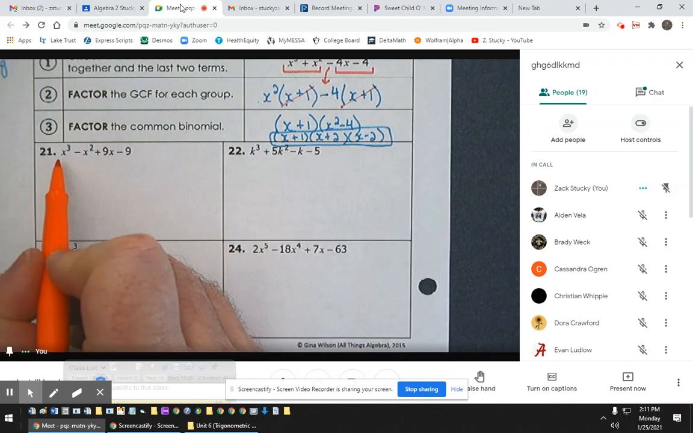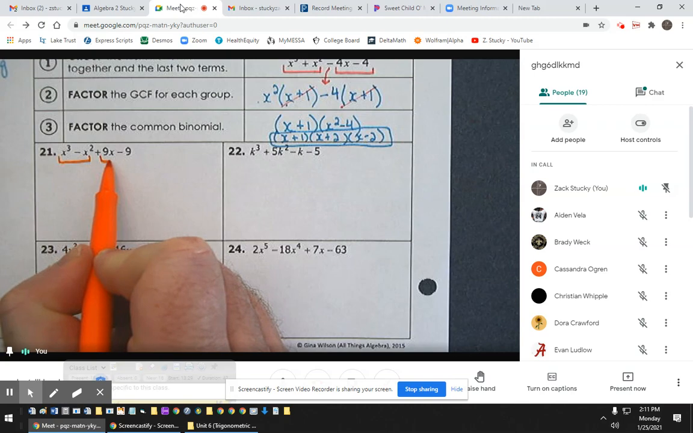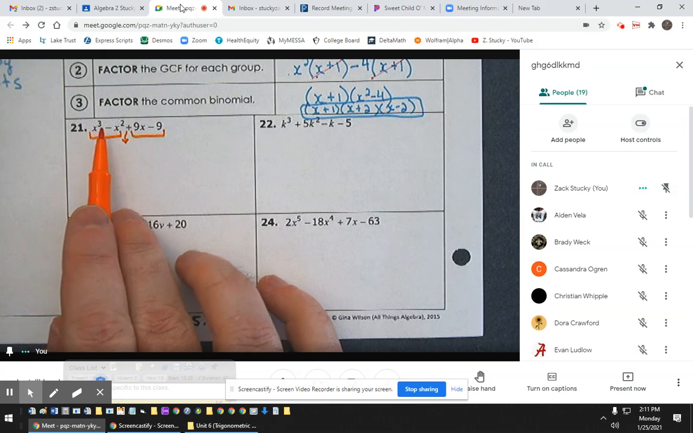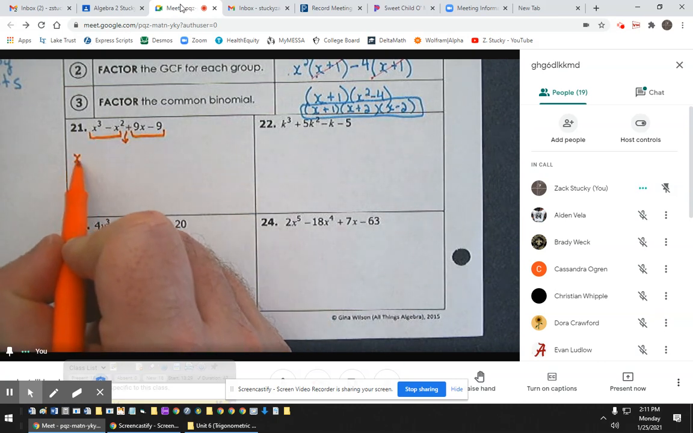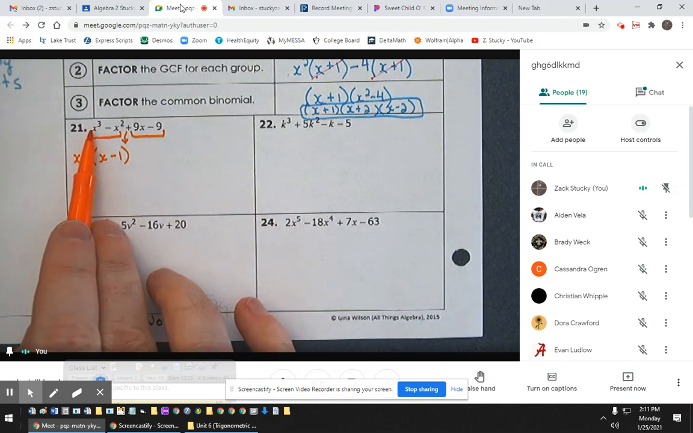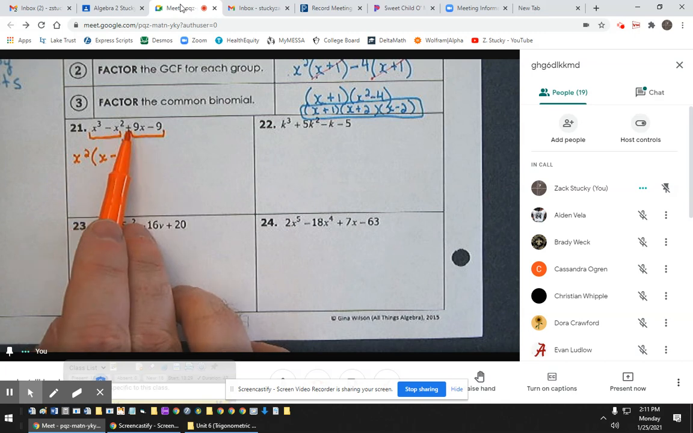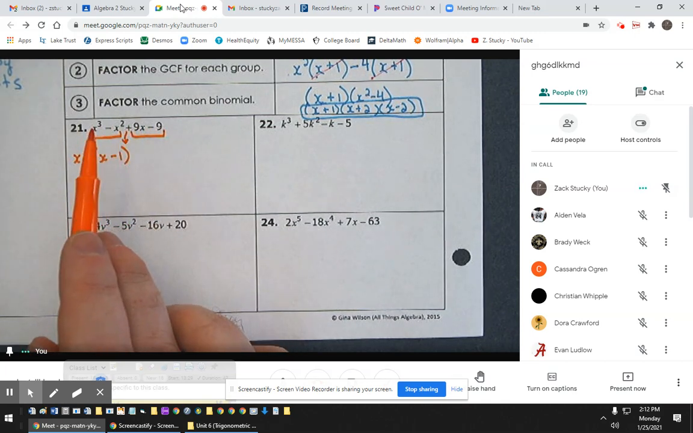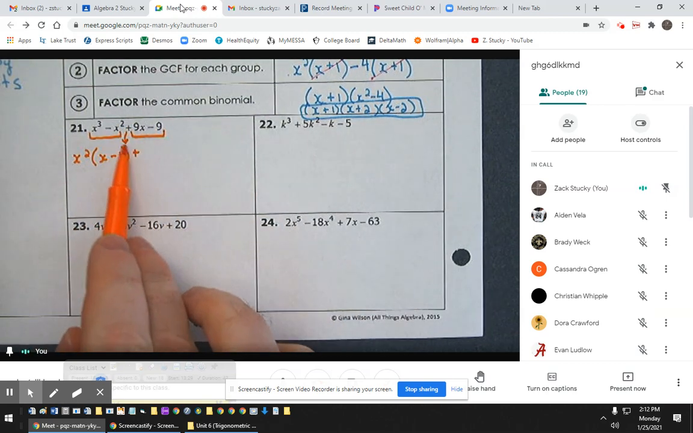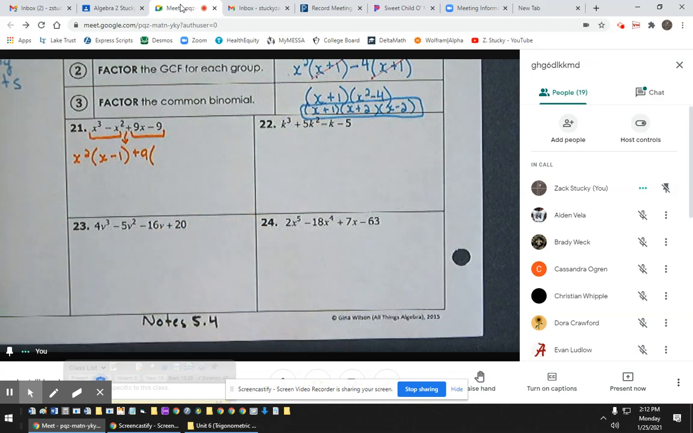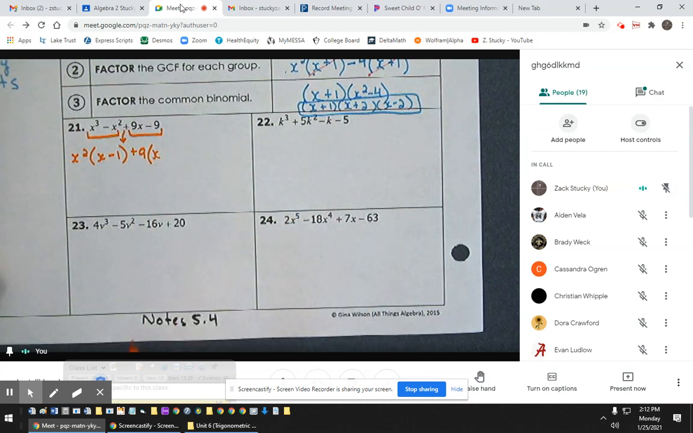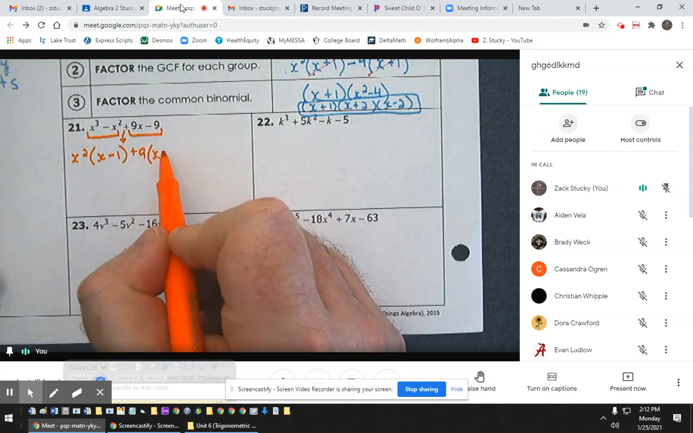Factor by parts. Here's one group. Here's another group. And I always leave that middle part open. Okay, x squared and x cubed have an x squared in common. That leaves behind an x and a minus 1. So what I've done is I've taken x squared out of each one of these. 9 and negative 9 have what in common? 9. Now I don't have a choice. It has to be plus because that's what's in the middle. Now I divided a 9 out of 9x. What's left behind? x. And then negative 9 divided by 9 is negative 1.